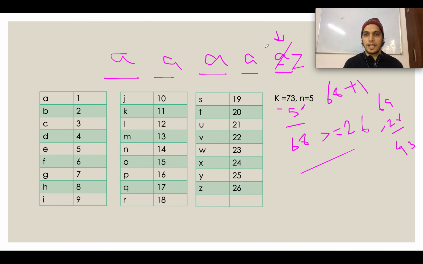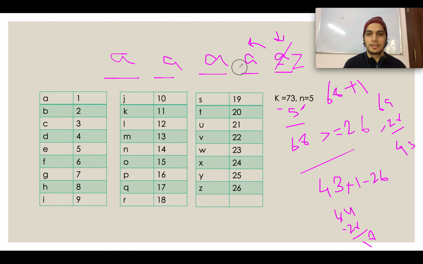So let's move on to the next index. Since this is greater than 26, we move on to the next index. Here we do the same thing: 43 plus 1 minus 26. So we get 44 minus 26, which is 18. We get 18 as k. So this also gets replaced by z, safely and successfully. Now we move on backwards again.